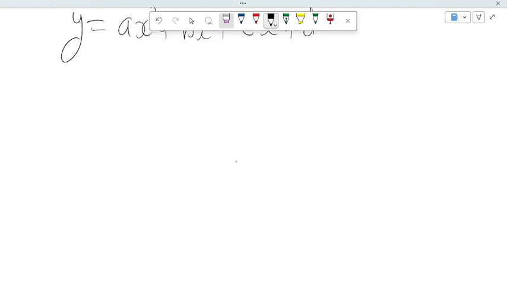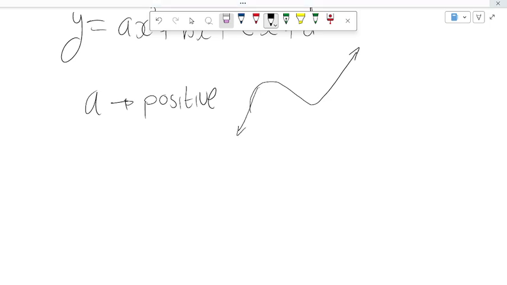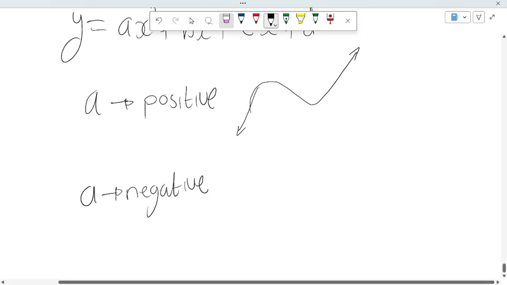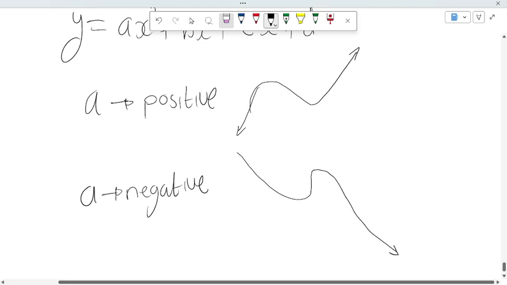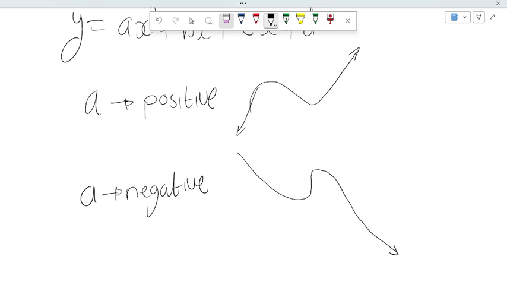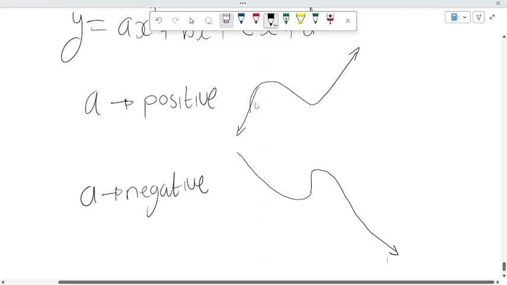For an a value that is positive, the shape of it looks like this. It goes up, right? If a is negative, the graph is going down like this. Can you see?